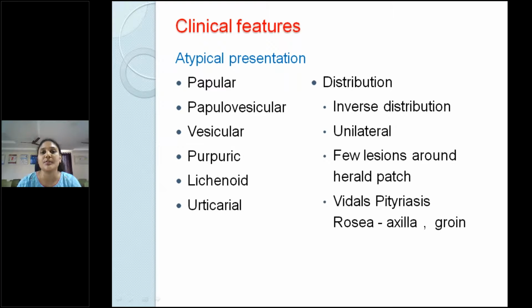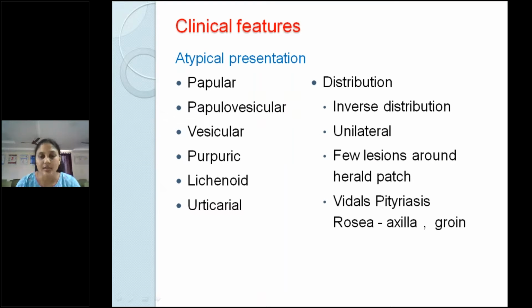Next, coming to the difference in distribution. The atypical presentation is either the lesions are atypical or the distribution is atypical. Coming to the atypical distribution, there is inverse distribution. Usually pityriasis rosea is confined to the trunk, thighs, or neck, so usually the upper and lower limbs will not have lesions. What does inverse distribution mean? All these areas will be spared and the lesions will be present over the limbs. That is inverse type. Next, unilateral, where only one side of the body will be affected.